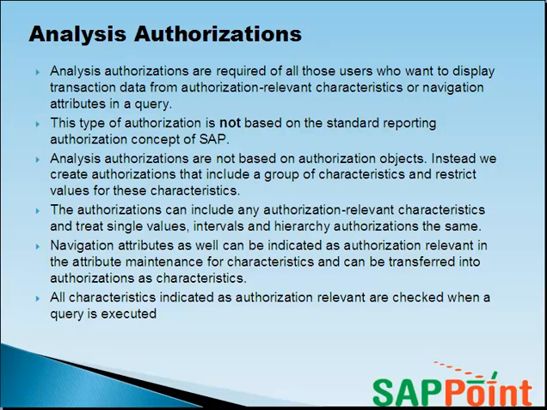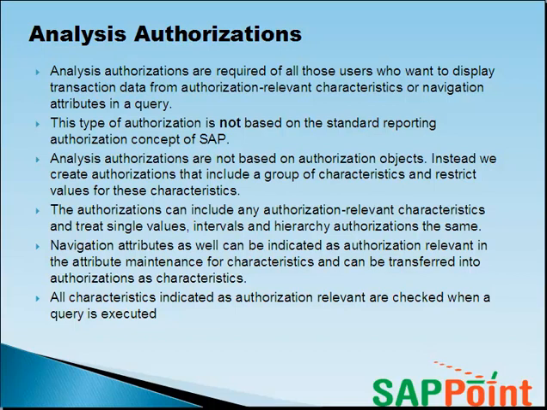Now, analysis authorizations can include any authorization relevant characteristics and treat them as single values, or you can use intervals, and you can also use hierarchies, and they are all treated the same. Navigation attributes can also be indicated as authorization relevant in the attribute maintenance for characteristics and can be transferred into authorizations. So you can use the navigation attributes of a characteristic for authorization purposes also.